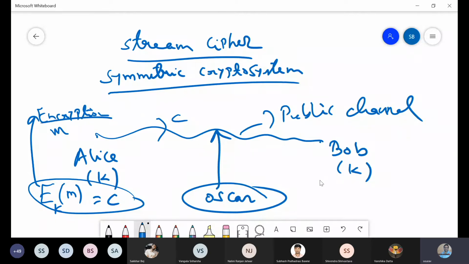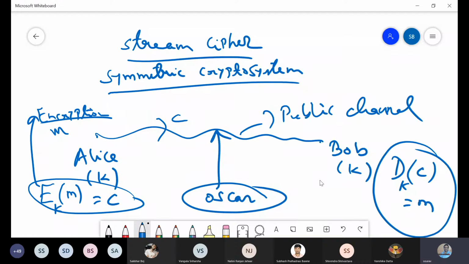And upon receiving the ciphertext, Bob will apply another algorithm, which in this case is just the reverse of the encryption algorithm. So Bob will decrypt it using the same K and get the plain text back. So this is the decryption.